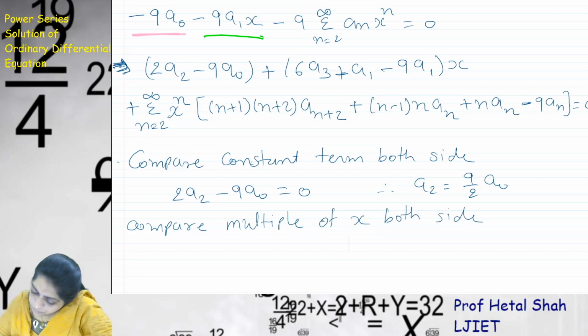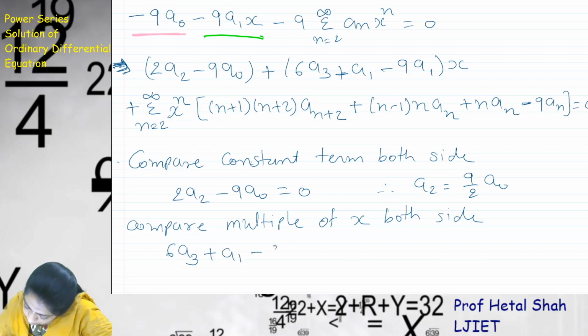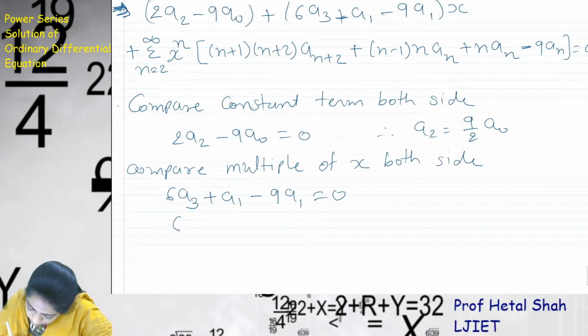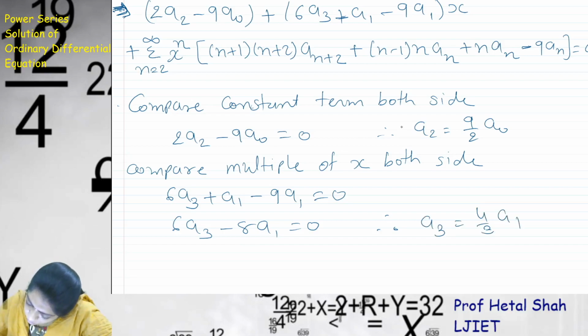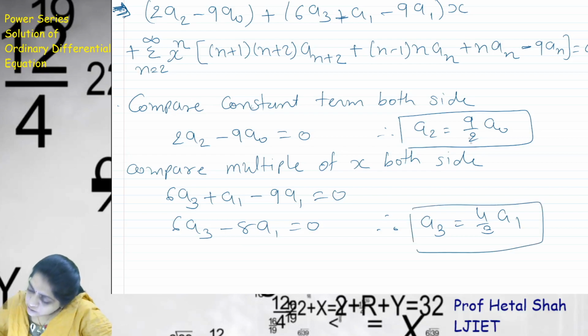So your multiple of x from the left side is 6a3 plus a1 minus 9a1 is equal to 0. That is 6a3 minus 8a1 is equal to 0. Therefore, your a3 is 4 by 3 a1. Okay, so we have two values: a2 is 9 by 2 a0 and a3 is 4 by 3 a1.